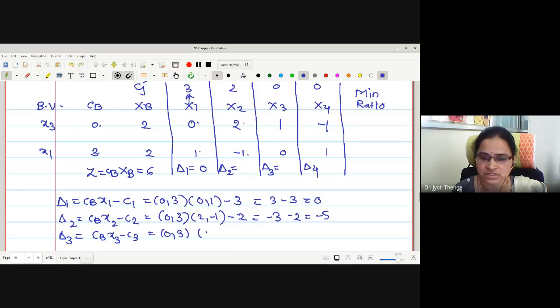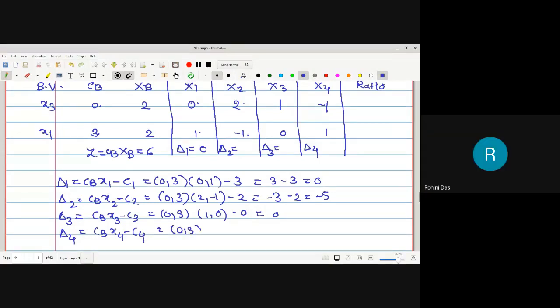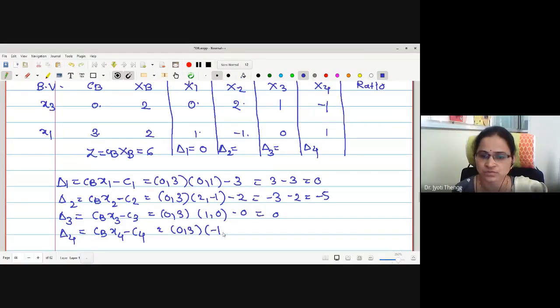C3 entries is 1, 0. C3 is 0. Therefore 0, 1, 0, 3, 0, 0, minus 0, it is totally 0. What for delta 4? CB times x4 minus C4. CB is 0, 3. C4 is minus 1, 1. Yes, it is 3. Correct, na? Plus 3. Yes, let us do orally again.